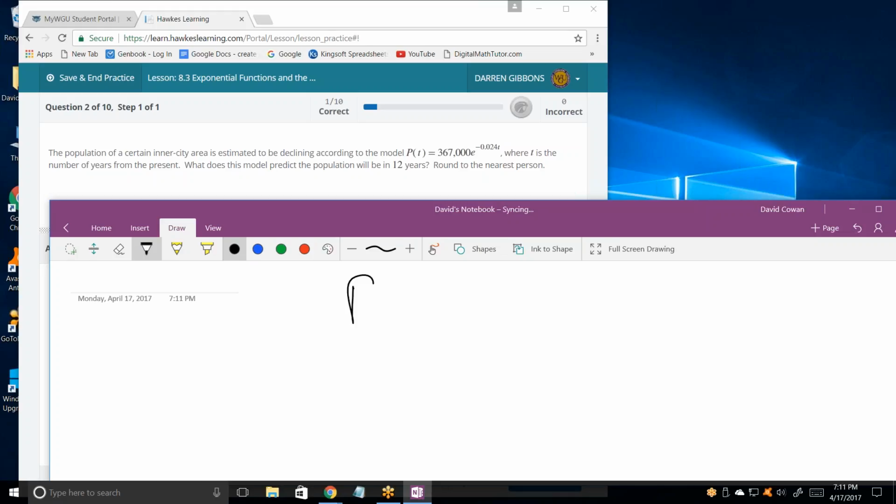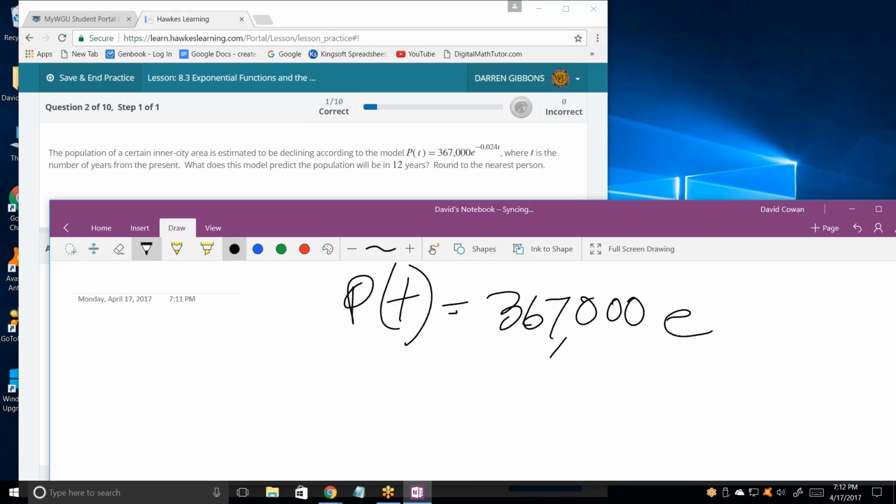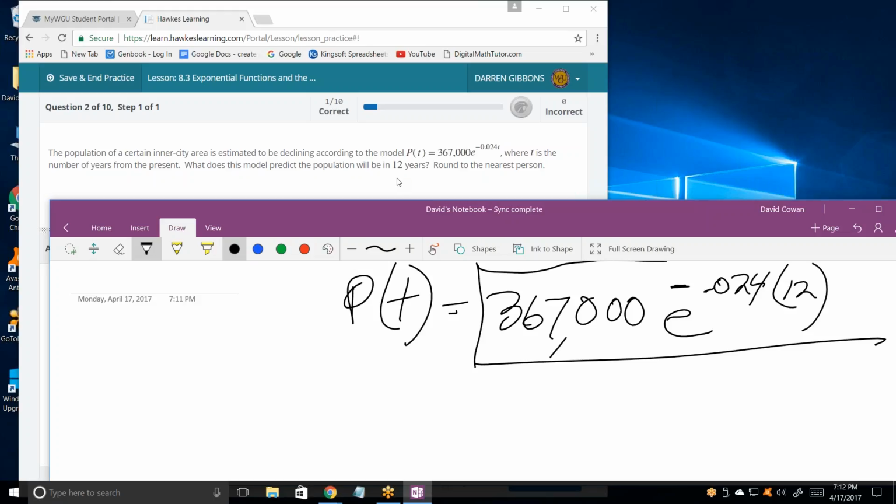In other words, they're saying the population as a function of time is 367,000 times the number e to the minus 0.024, and they ask, what will the population be in 12 years? So I just have to substitute 12. Now there are no variables over there. You can get that number out of your calculator.